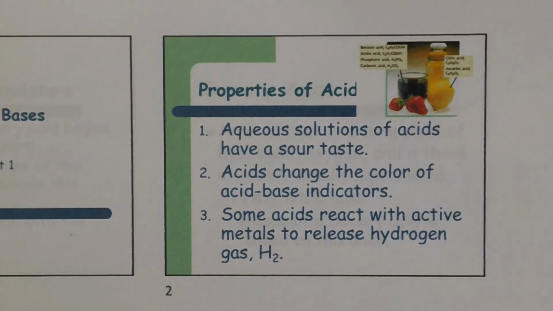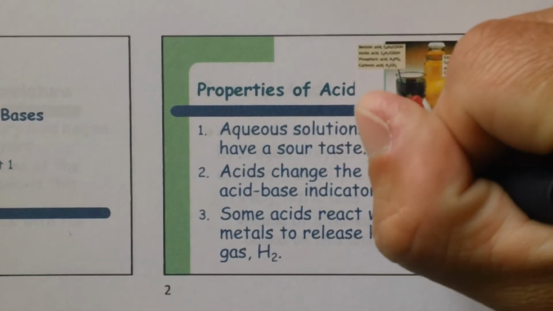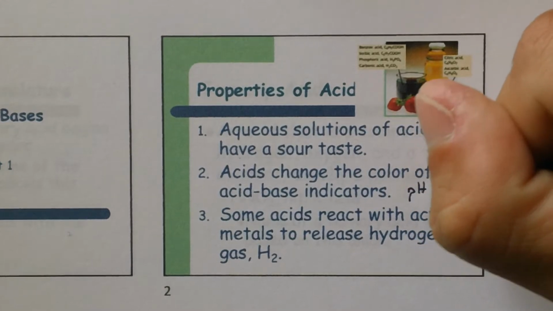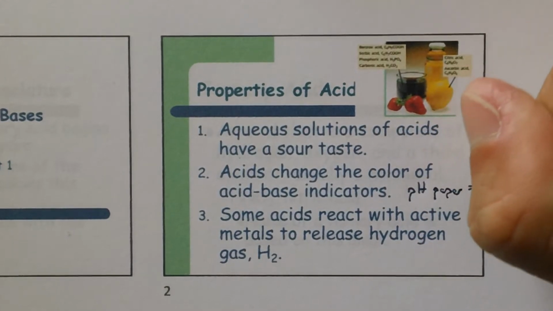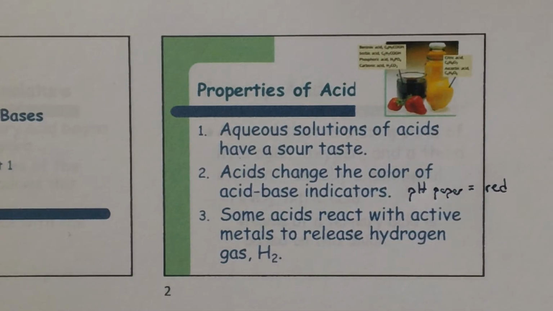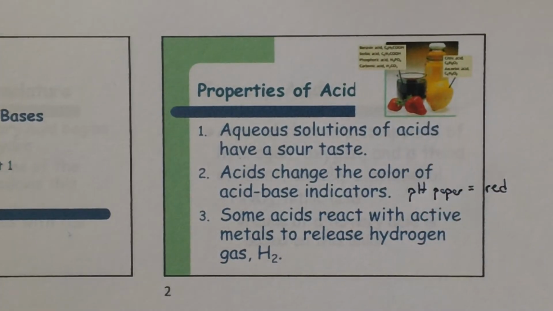Acids change the color of acid-base indicators. You should know that pH paper, and you've probably already seen this, turns red. So pH paper will turn red if it's acidic, and it turns blue if it's basic. We'll see that a little bit down the line.